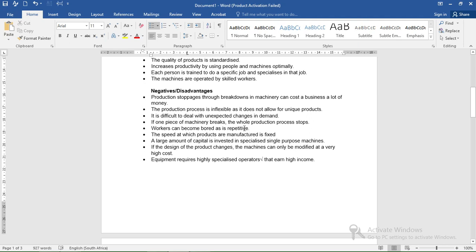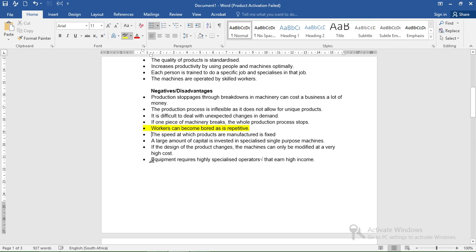And also workers, they get demotivated and they get bored. Why? Because they just do the same work again and again. They don't have anything exciting that they do. They just do the same thing again and again. So it's something that is boring for them, right? And also another thing that is difficult there, if one piece of machine breaks, the whole production process stops, and that is a disaster, right?